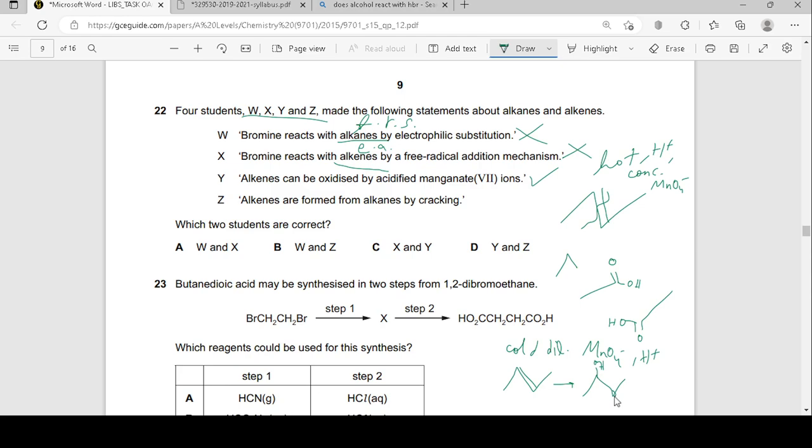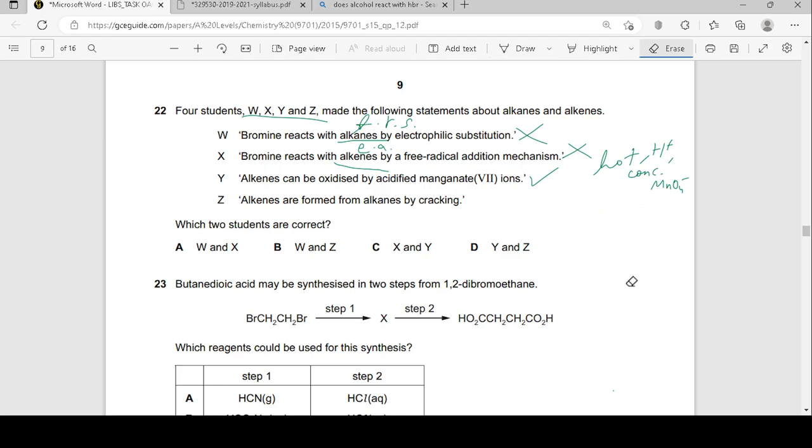It would be different if you had a secondary group there. From that, you would get a ketone on one side, and on the other side you would get a COOH again. I don't know why I'm going on rants, but my point is that Y, the student letter Y, is right. Why did I say number? Y is not a number. Anyways, Y is right.